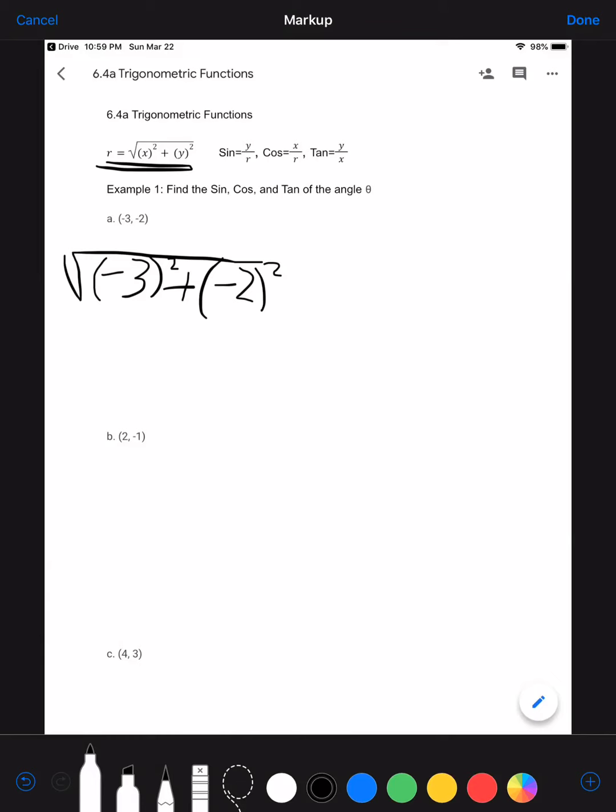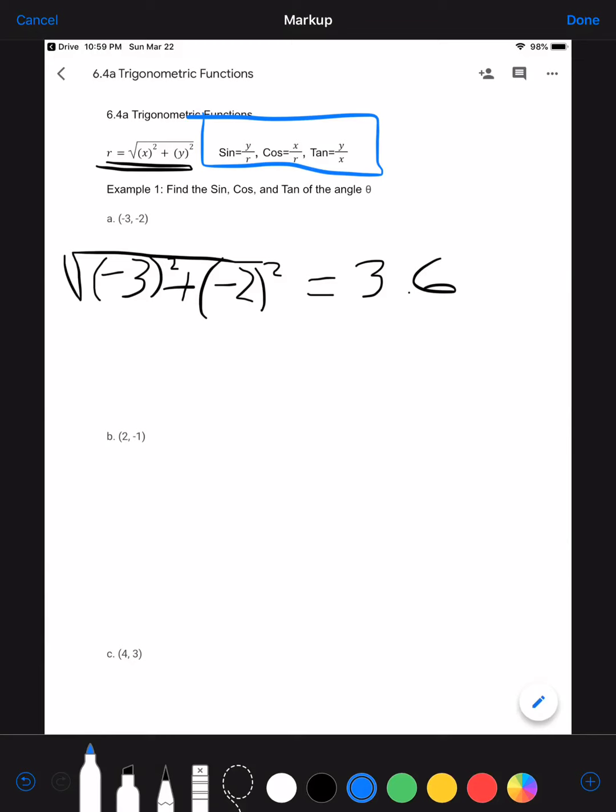So second x squared to get our square root button, parenthesis -3 close parenthesis squared plus open parenthesis -2 close parenthesis squared, hit enter. We're going to get about 3.6 for this first one. So now that we have that number, we're going to use these ratios.